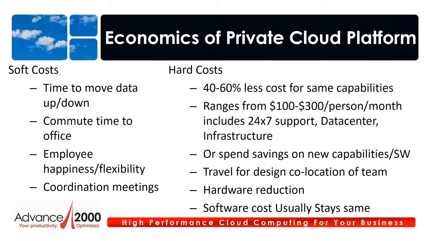And the monthly cost, it's like paying rent. It ranges between $100 to $300 per person per month. And that includes 24/7 support, the data center, all the computing equipment, the infrastructure. And the range depends on the term of the contract and how much data you need. Do you have 1 terabyte of data or do you have 100 terabytes of data? So it varies.